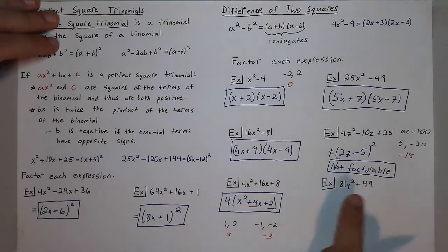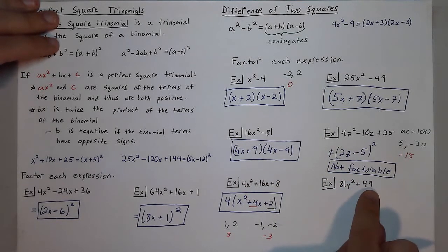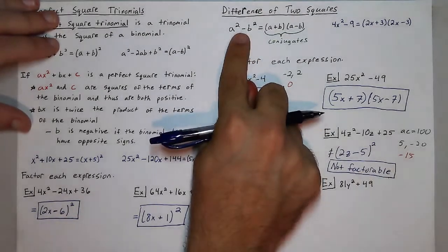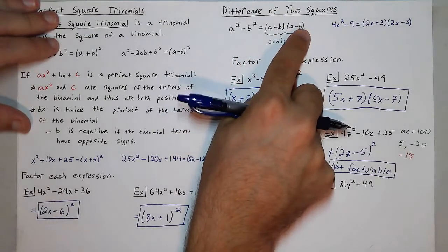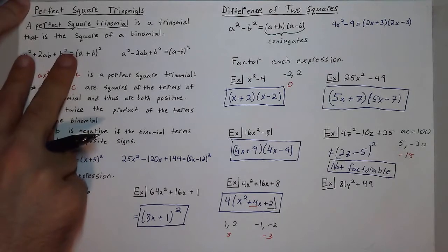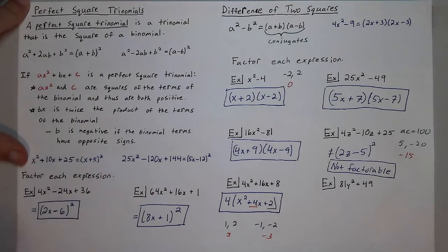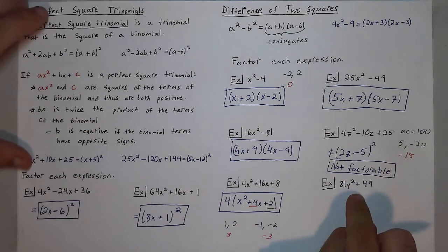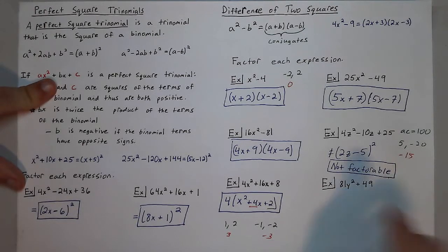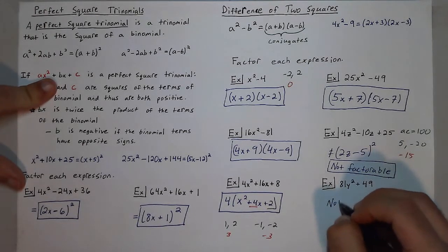Now, the last example, you may get 81y squared plus 49, which is two perfect squares, but it isn't difference of squares, so we cannot use this pattern. That would actually fall onto a perfect square trinomials pattern of them both being positive. But we can see here that there's no middle term, so there's no way to actually make a perfect square trinomial situation. So this will not be factorable.